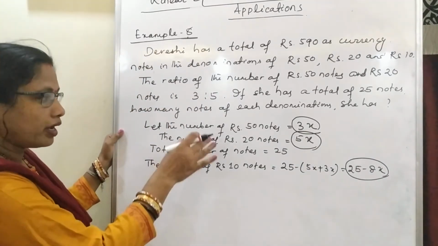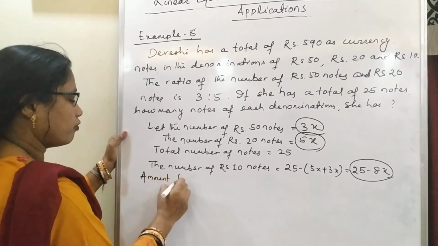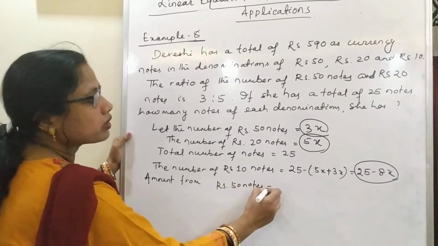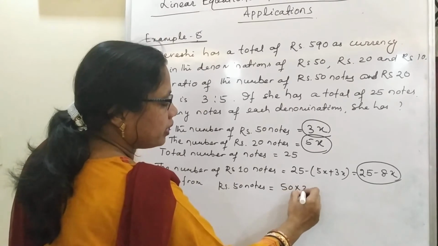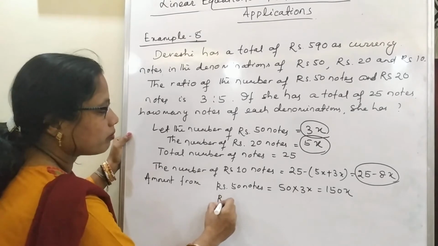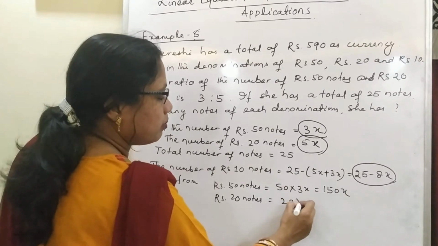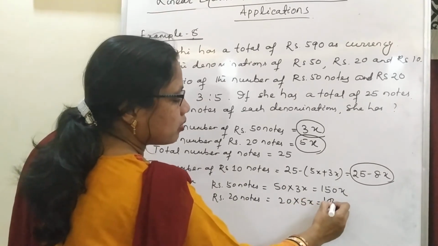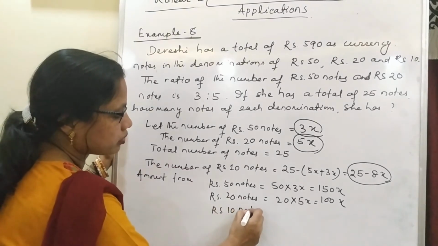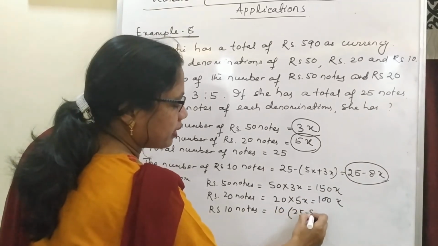Then we will find the amount from each denomination. So the amount from rupees 50 notes is equal to 50 multiplied with 3x, which is equal to 150x. Then the amount from rupees 20 notes is equal to 20 multiplied with 5x, which is 100x. Then the amount from rupees 10 notes is equal to 10 multiplied with 25 minus 8x.